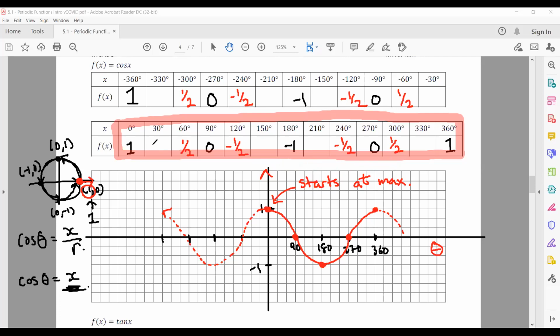And while you might be copying that, I'm just going to fill in this chart. This would be √3/2. That's a -√3/2, a -√3/2, and a √3/2.